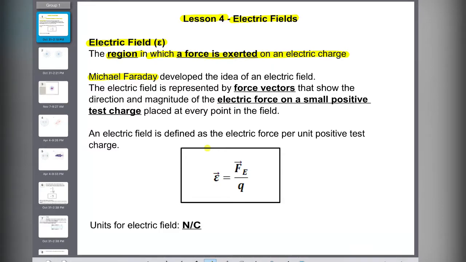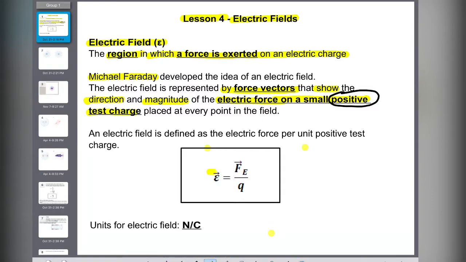So basically, an electric field is represented by a force vector, and we show the direction and magnitude of the electric force on a small positive test charge. Let's read this again: a field shows direction and magnitude of the electric force on a small positive test charge. Big word. I need you to remember the test charge is positive, so keep that in mind. It will make sense later on.